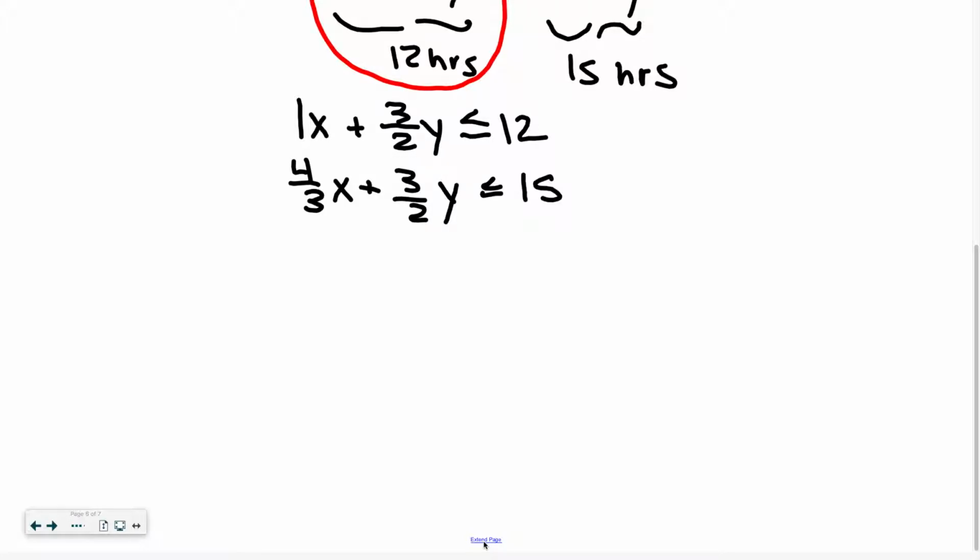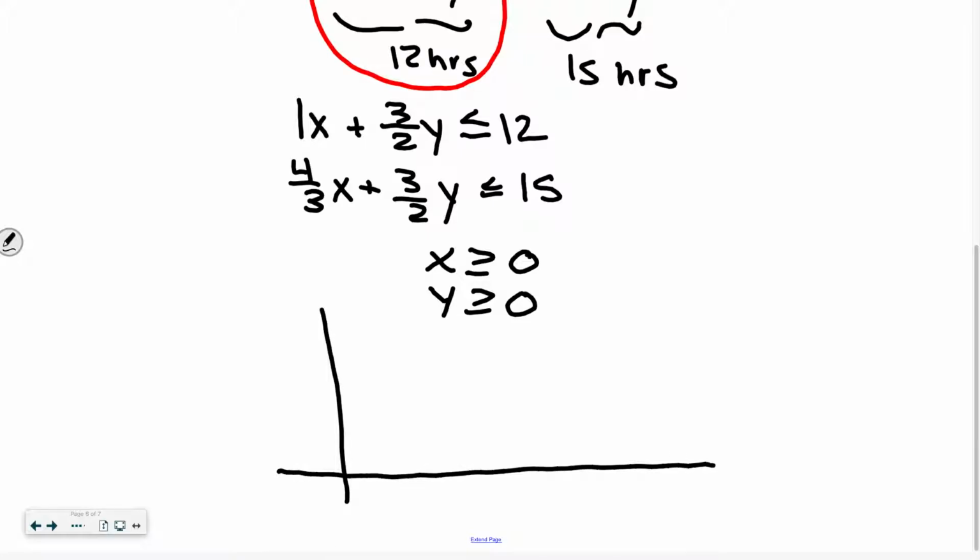Now, there's two other constraints because I'm working in the real world. What's the least number of chairs or tables I could produce? 0. So X must be greater than or equal to 0. Y must be greater than or equal to 0. If it doesn't say anything about the least number, then you want to bound it at 0. That means when you graph this on your homework, you can graph only in the first quadrant.